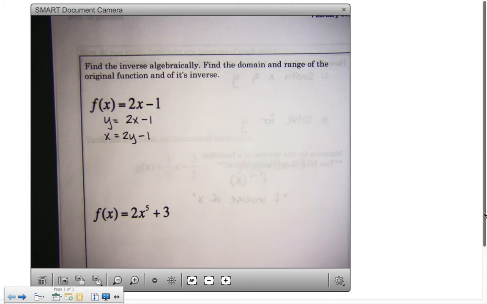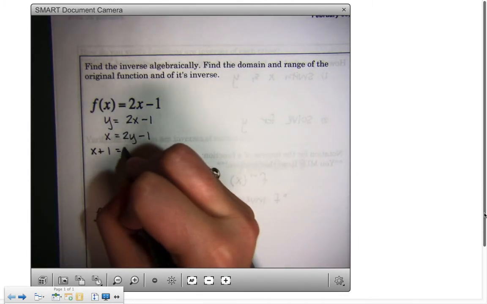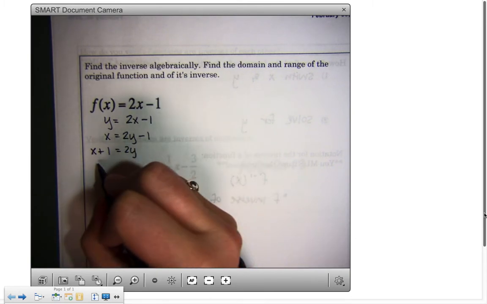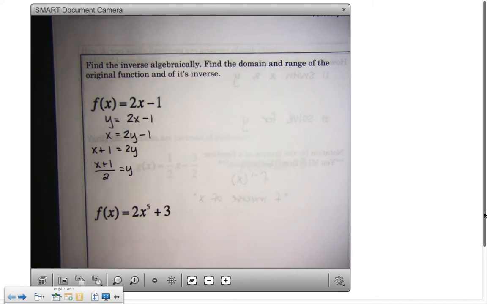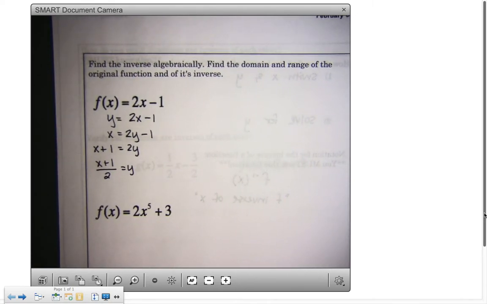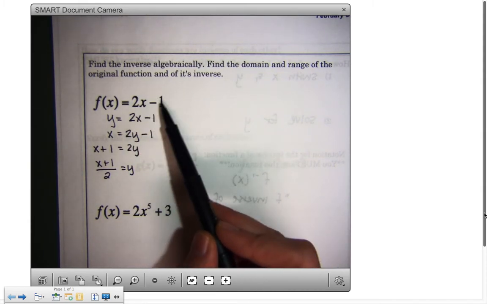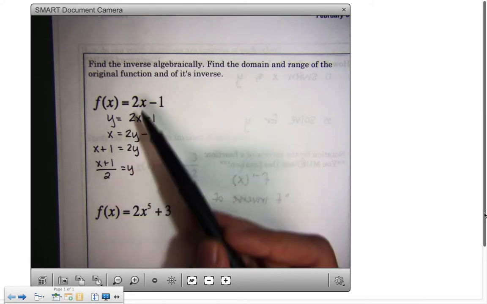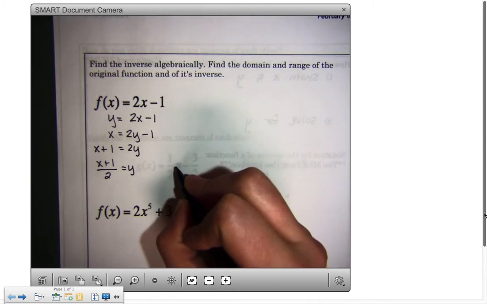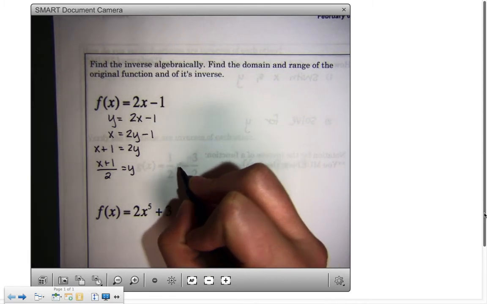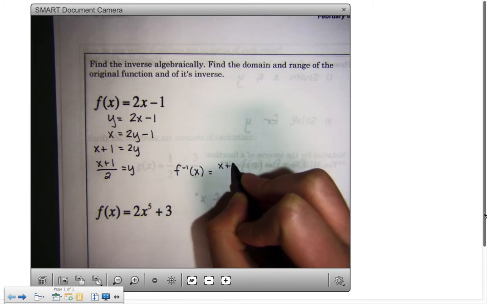And all we need to do is solve for y. We're going to add 1 to the left and divide by 2. So x plus 1 divided by 2 is the inverse function of 2x minus 1. Notice we were subtracting 1 in the original, now we're adding 1. We were multiplying by 2, now we're dividing by 2. So the correct notation, since it was f of x to begin with, the inverse, f inverse of x, is x plus 1 divided by 2.